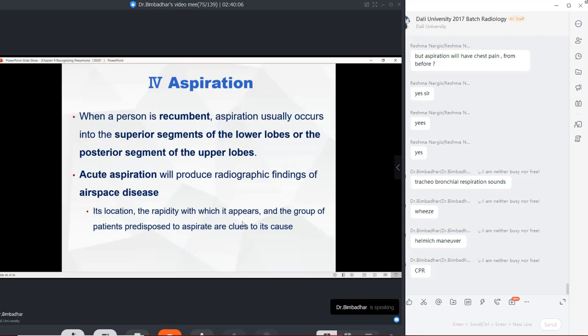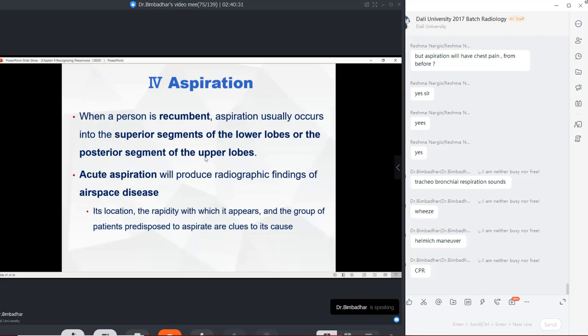Now, when a person is recumbent, meaning lying down, aspiration usually occurs in the superior segments of the lower lobes or the posterior segments of the upper lobes. Recumbent means either lying supine at 45 degrees or completely lying down on your face.